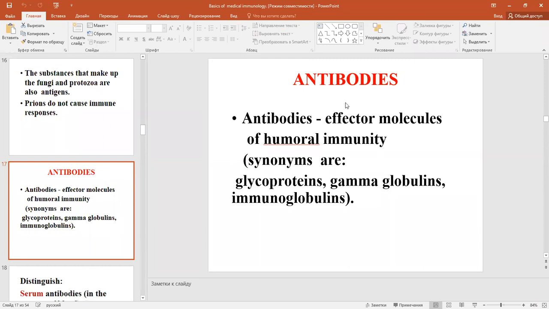Antibodies, what are they? Antibodies are effector molecules of humoral immunity. Synonyms are glycoproteins, gamma globulins, immunoglobulins. These terms are used for antibodies. So they are glycoproteins, they are gamma globulins, and they are immunoglobulins.